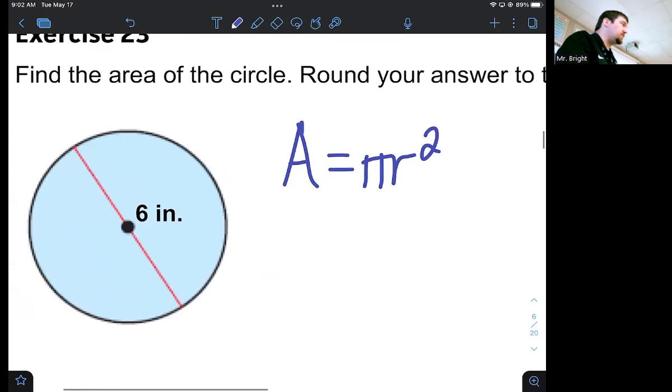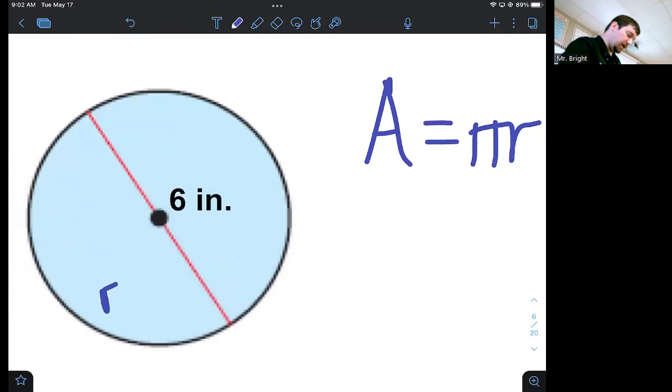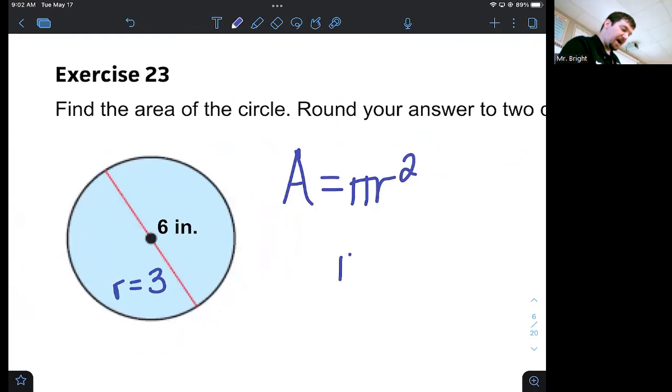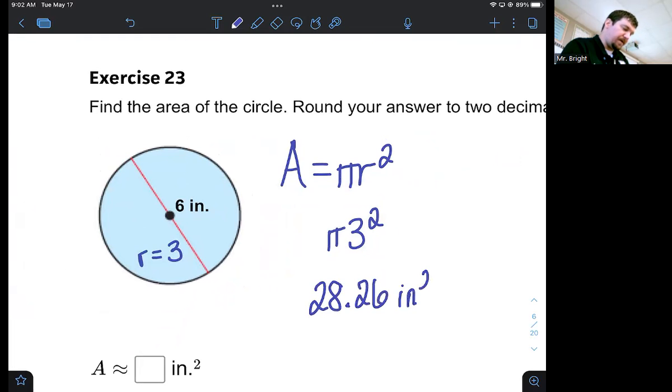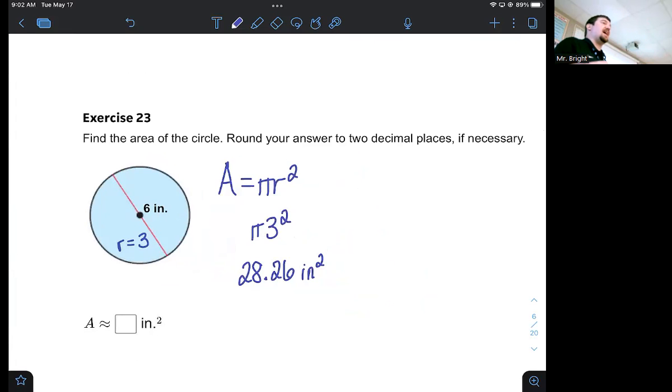And what is the radius in this circle, Addison? 3. Cut it in half because they're giving us the diameter. So we will use half of that. And then Addison, pi times 3 squared gives us what as our final answer? 28.26, and that's going to be inches squared because it's area, not perimeter or circumference this time. Okay, good job. Remember, she's doing pi times 9, not pi times 6.